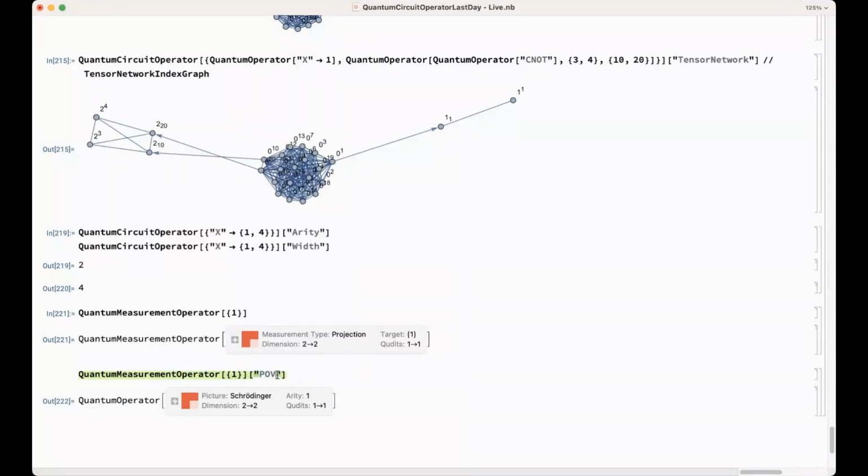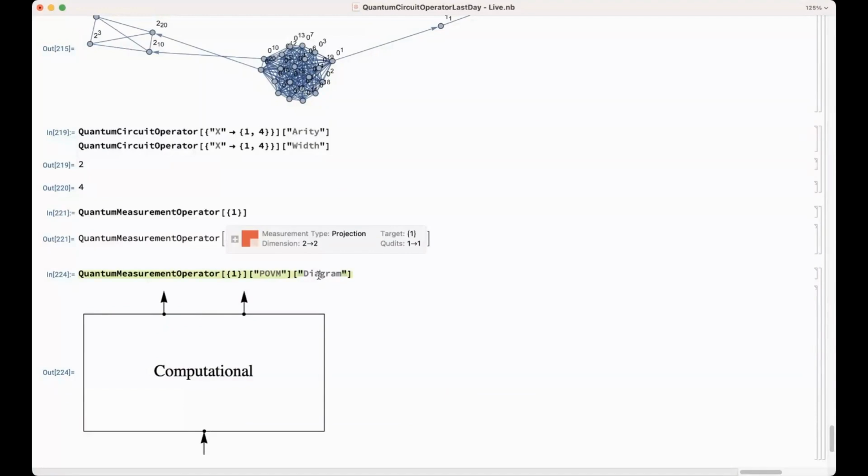And for example, if your quantum measurement is turned into a POVM, then its signature is not square anymore but rectangular, which also means that its diagram has an additional output.